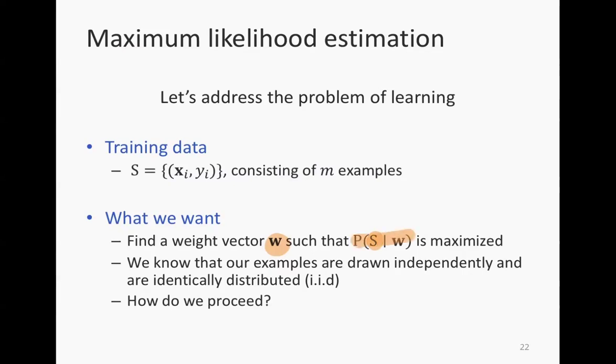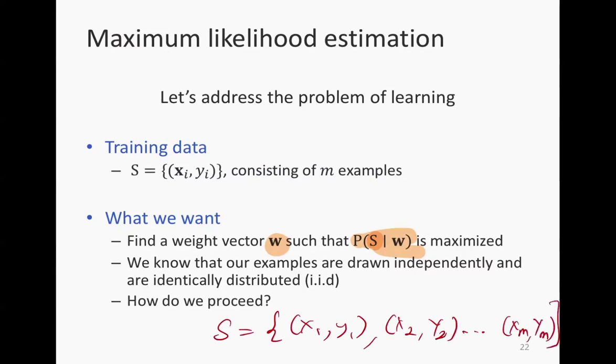What do we do next? How do we define the likelihood? How does the IID help in defining the likelihood term? This S consists of x1, y1, x2, y2, all the way to xm, ym. When I say probability of S given W, I'm essentially asking for probability of x1, y1 given W. I know that this pair is independent of this pair, and so on. How does that information help me clean this probability up?